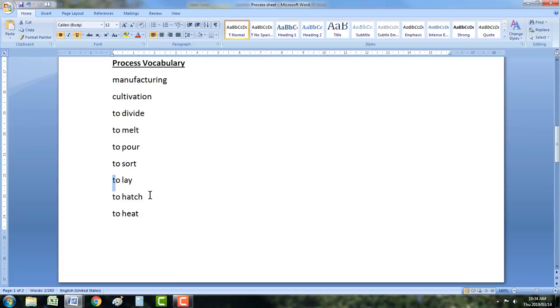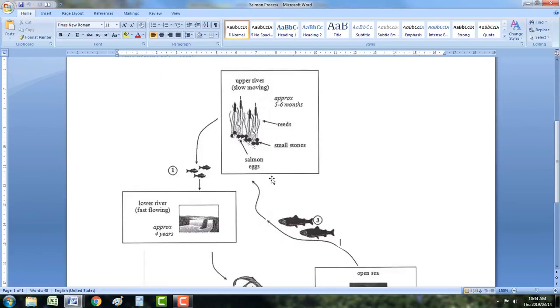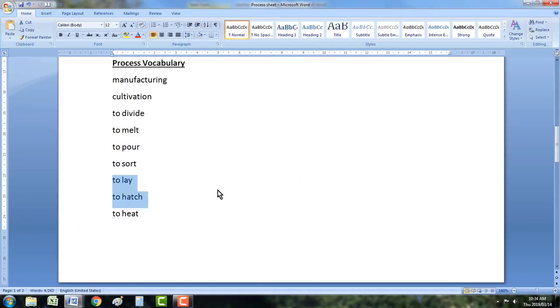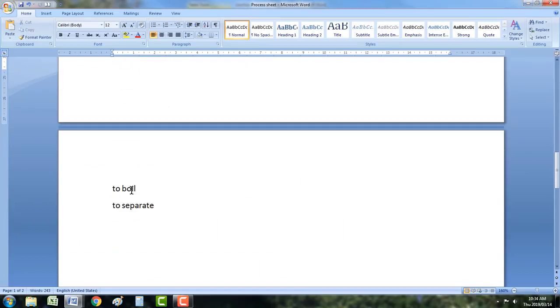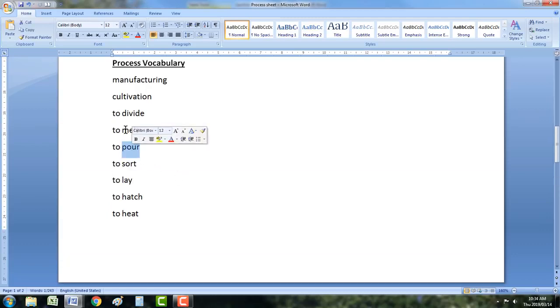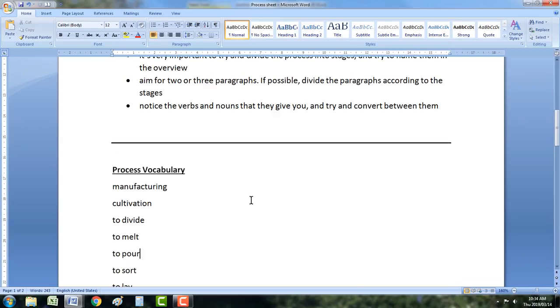For example, these 2 words over here, these are to do with eggs. If we look at the salmon again, there are eggs there, and those 2 verbs: the fish lays the eggs, and then the eggs hatch and a baby comes out, a baby fish comes out. So it's just some vocabulary that might come up in processes: boil, separate, pour, melt, divide, that sort of thing. It's difficult to make a process vocabulary list, but you should start one.